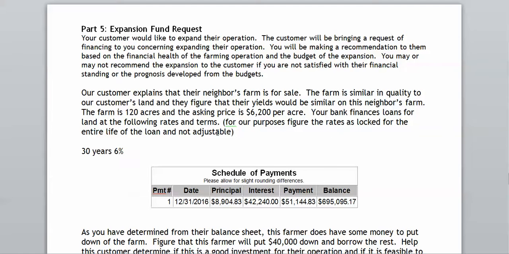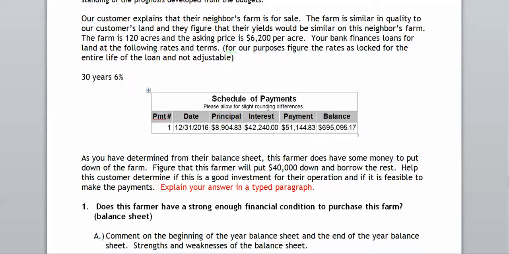We're going to find that this rate is locked. We're going to figure a 30-year loan at 6%. I went ahead and did the math for you. What you see is the first year, our principal payment is going to be $8,904.83, with $42,000 in interest. Our annual payment for the next 30 years is $51,144.83. Our balance on that loan after the first year is now $695,095.17. You'll need to know this information when we update the balance sheet. We'll get to that down here.